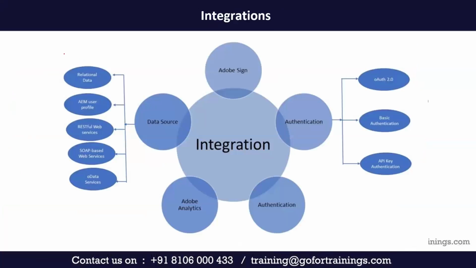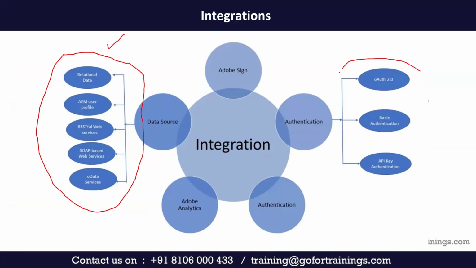Data sources to store the data: REST or SOAP or OData or relational databases. So they are the different types of data sources to store the user information. And these are the authentication related services: OAuth services, SAML authentication, basic authentication, or token based authentication. So these are the possible authentication related integrations.